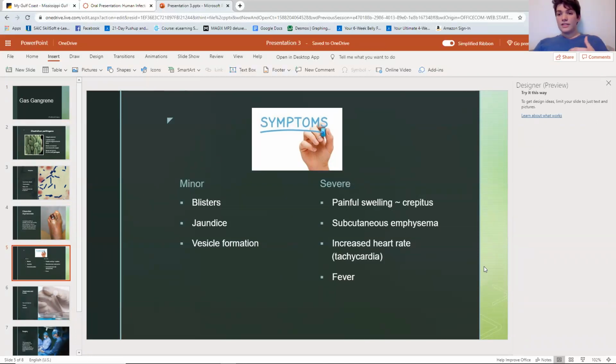Now, another symptom is increased heart rate or tachycardia. Now, this can have negative effects on your cardiovascular system, your heart, and be extremely negative towards that. Another impact of this could be fever, ranging from medium to high fevers, due to infection and your immune system trying to fight off this bacteria.